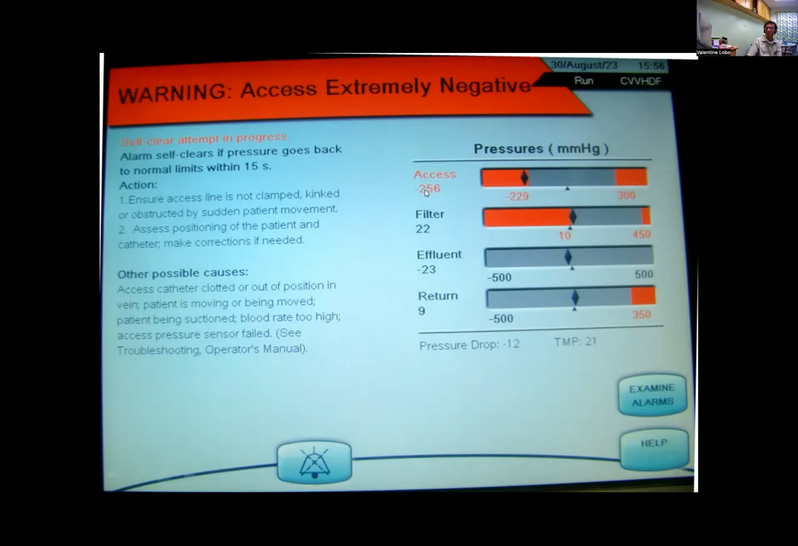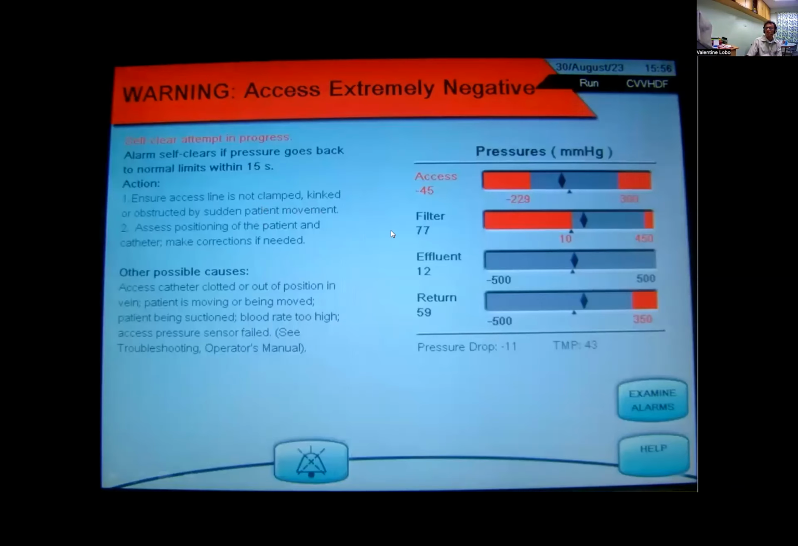If the original alarm condition disappears within 15 seconds, the machine will clear this alarm on its own. Now, if the machine has cleared the alarm, here you can see the access pressure has gone down back from -250 to -45. The machine will go ahead. We can use the continue button when the pressure reaches 0 and proceed.